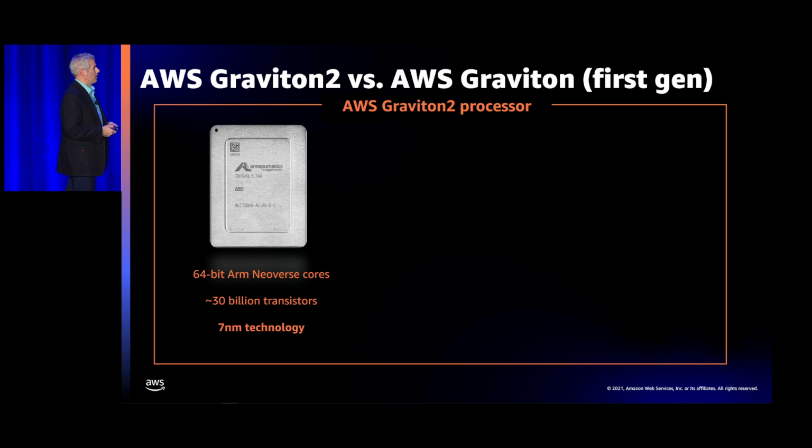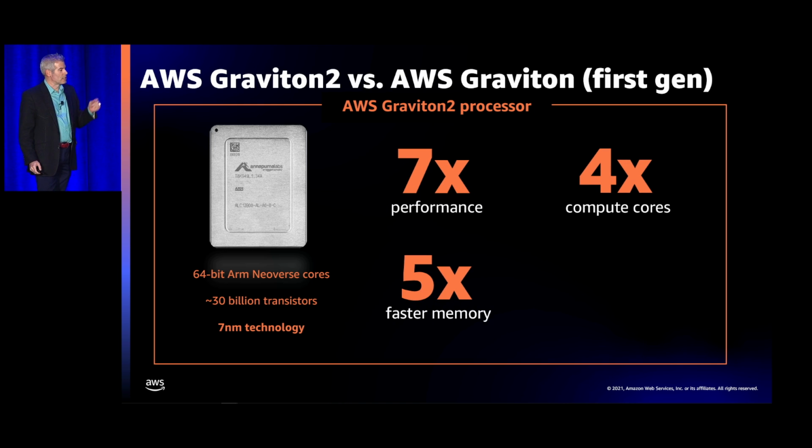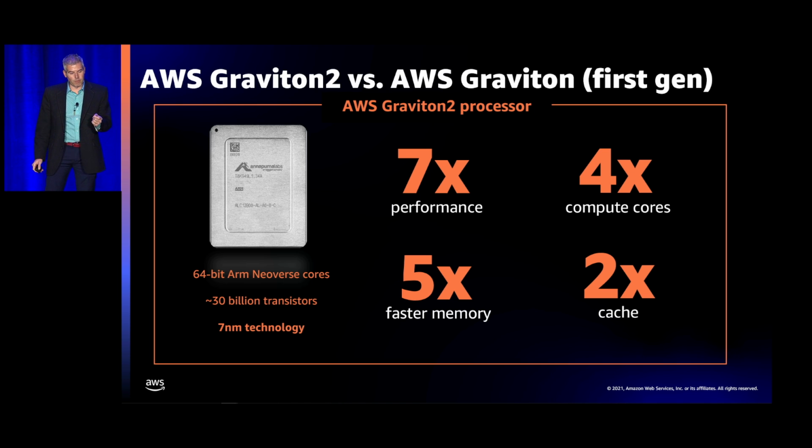A final thing here on the Graviton slide, in our first generation, you can see this is an actual picture of the Graviton 2 processor that's here. As I said before, it is the 64-bit ARM Neoverse cores, and there's roughly 30 billion transistors in that. This is our first 7-nanometer processor that was deployed at AWS. So we deployed our first 7-nanometer process technology here last year. And what does it mean? So AWS's Graviton 2 has 7 times the performance, 4 times the number of cores available to you, and 5 times faster memory, and twice the total amount of caching compared to our first generation. And this is really tremendous performance.